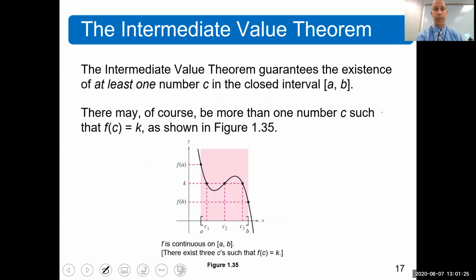The intermediate value theorem guarantees the existence. This is another existence theorem, just like MVT. And since it's an existence theorem, it does not tell us where c is. You would have to figure that out. It also does not tell us how many.